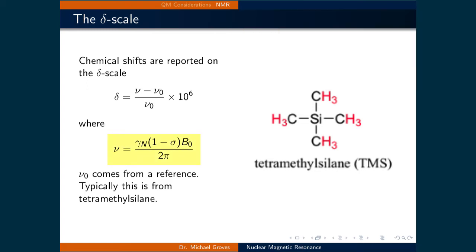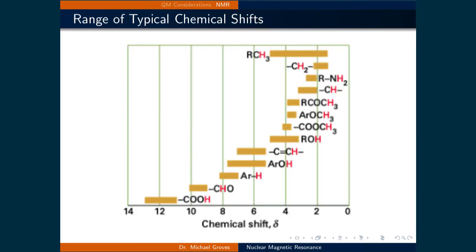The Larmor precession frequency for the nuclei and the reference is calculated by using an updated version of the previously defined equation, now taking into account the shielding constant sigma. It is now nu is equal to the gyromagnetic ratio times 1 minus sigma times the applied magnetic field divided by 2 pi. The ranges of typical chemical shifts measured in parts per million are illustrated in the figure. Again, these shifts are determined relative to TMS.